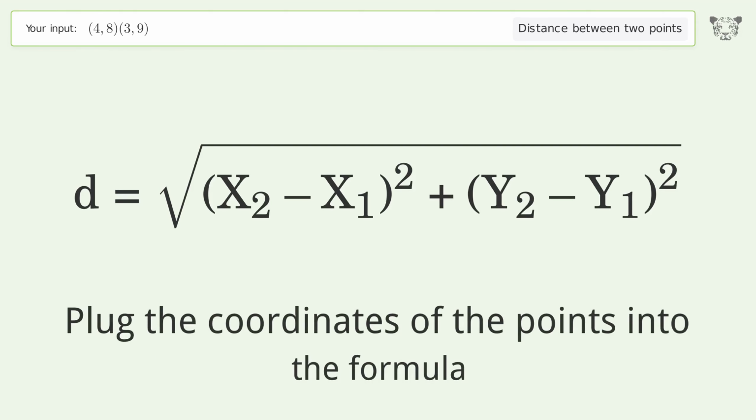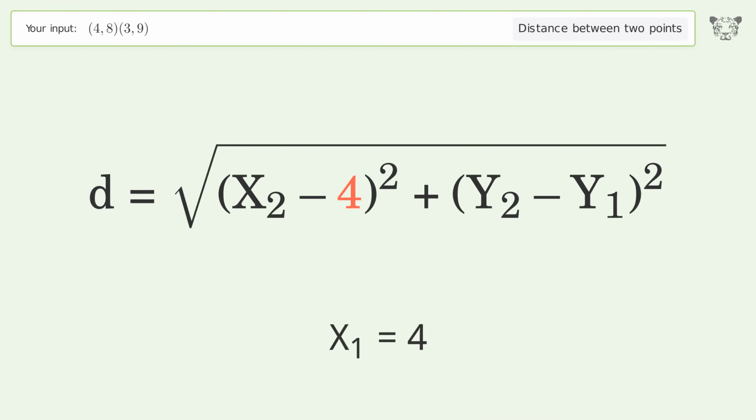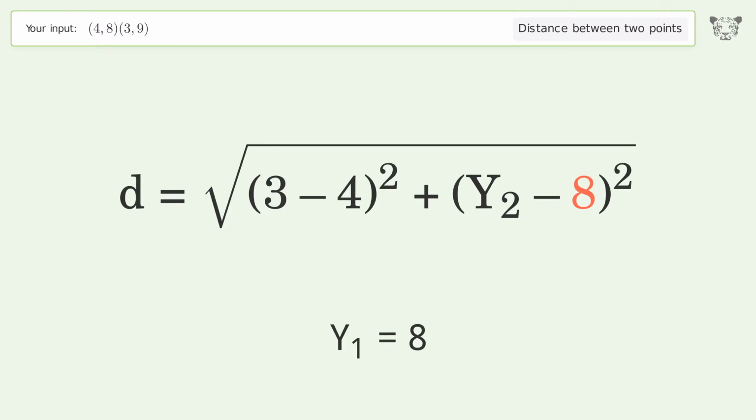Plug the coordinates of the points into the formula. x1 equals 4. x2 equals 3. y1 equals 8. y2 equals 9.